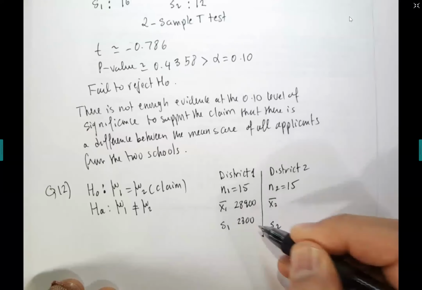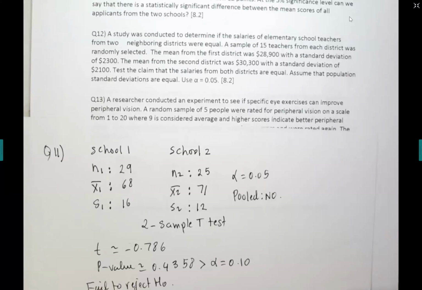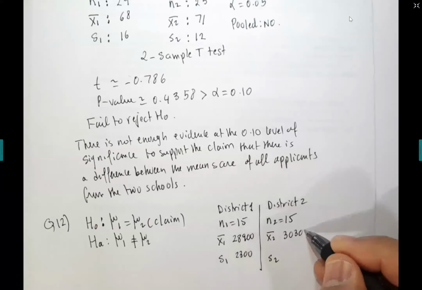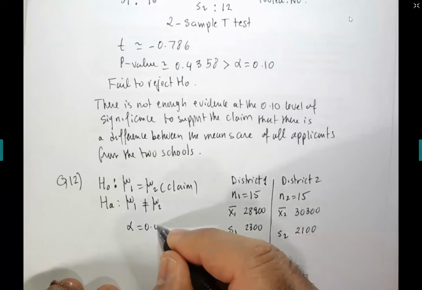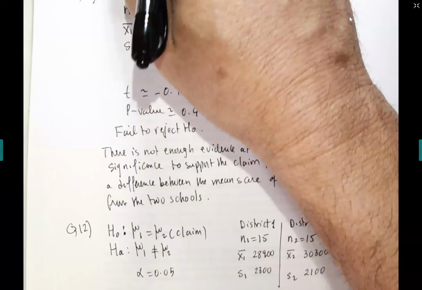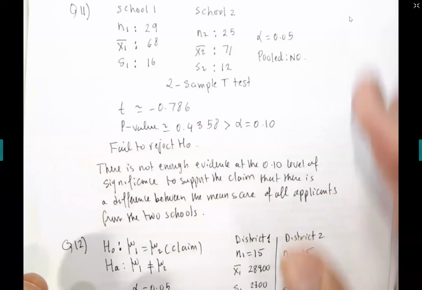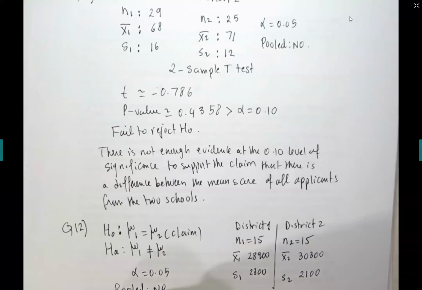And then for the second school, second district, 30,300 and 2,100. And alpha is 5%. Again, assume population variances are not equal here, guys. So pooled is no. All right, so it's a two-sample t-test. Let's do it.